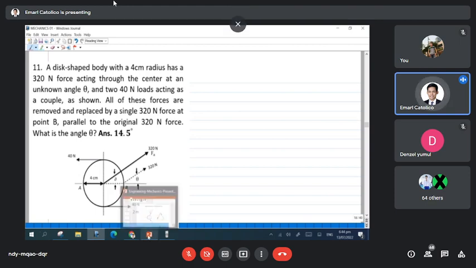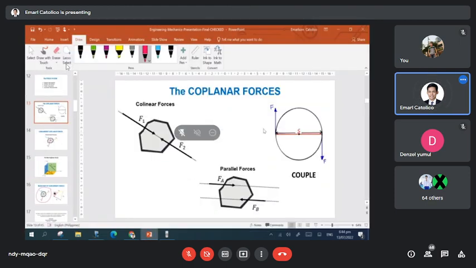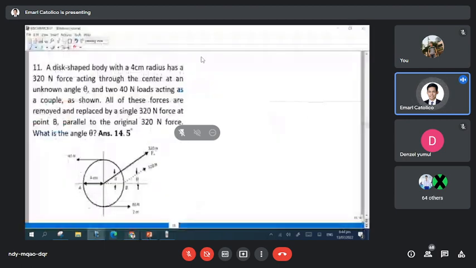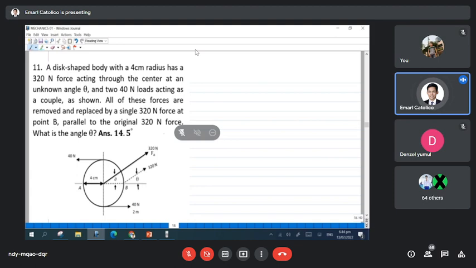Okay? So let's go back to the concept of a couple. A couple is the same force, no? But opposite in direction. Okay? So the good approach here in number 11 is summation of couple. So here, 40 Newton and 40 Newton. Summation of moment. There, we will take moments now. Okay? So moment, again, is force times distance. To produce a moment, you need a perpendicular line. Okay? So to rotate the 40 Newton, the distance has to be perpendicular.